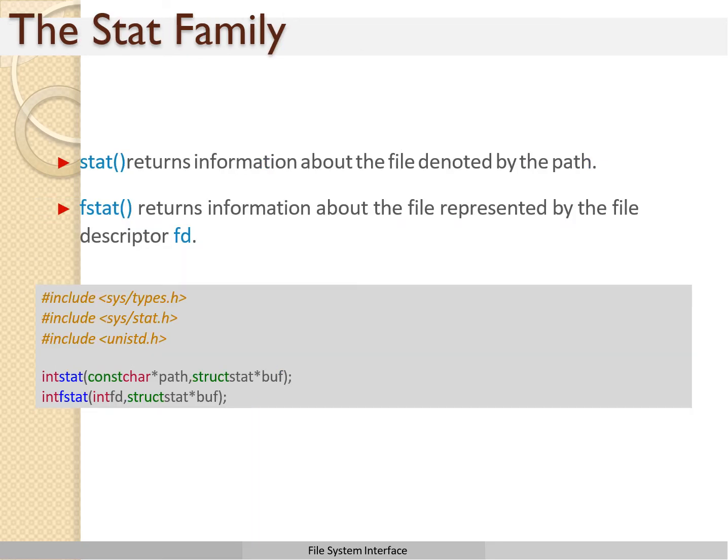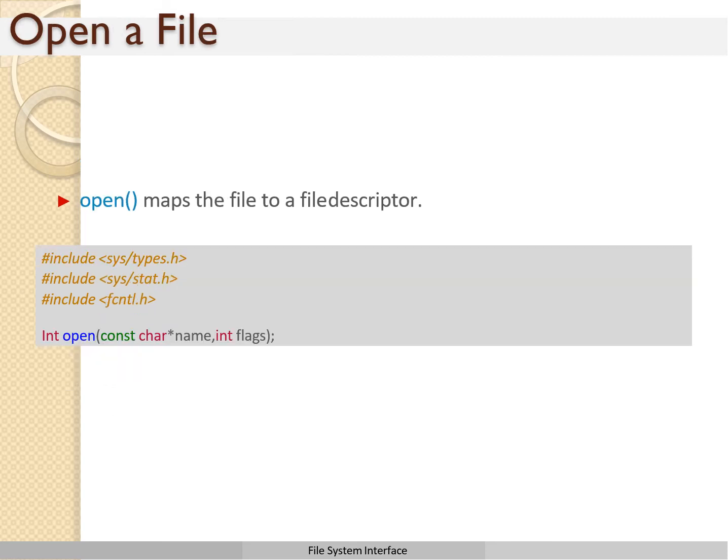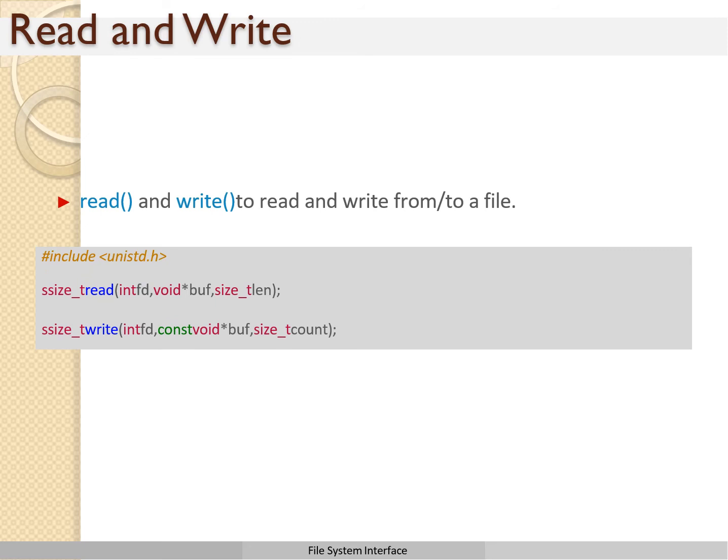The difference between the stat function and the fstat function is that the stat function returns information about the file denoted by the path. The fstat function returns information about the file represented by the file descriptor fd. This is shown as follows. The open function maps the file to a file descriptor. The read and write functions are used to read from or write to a file.